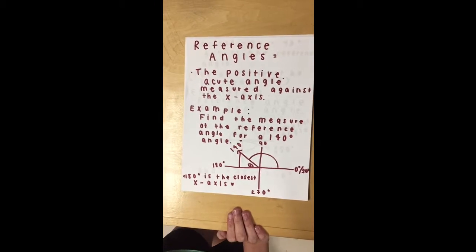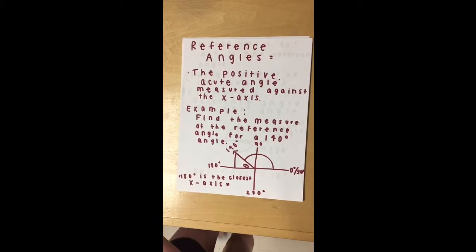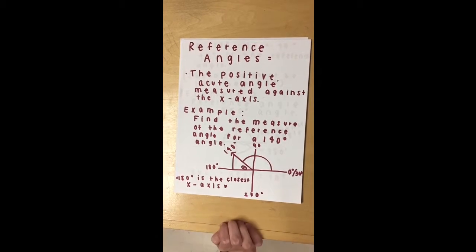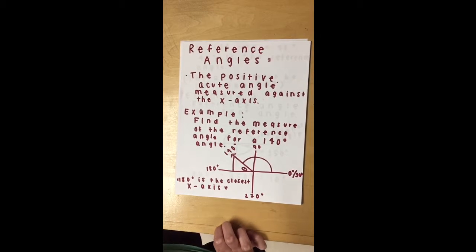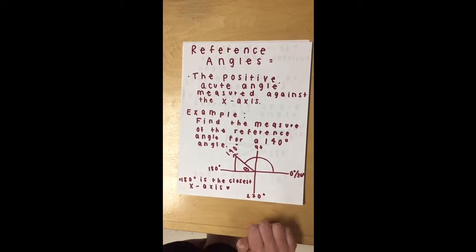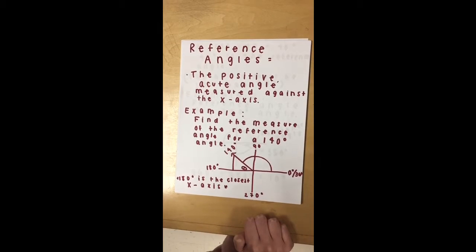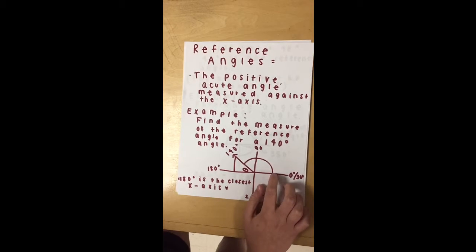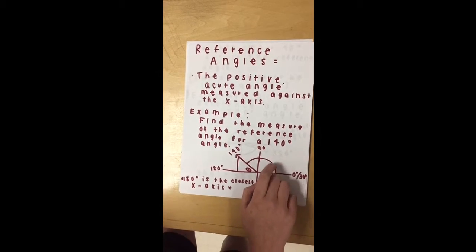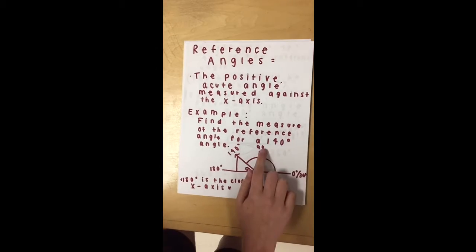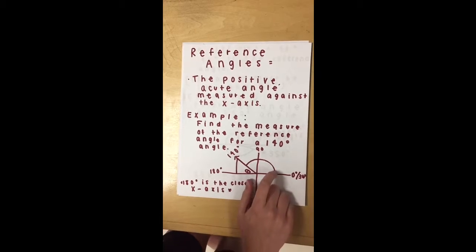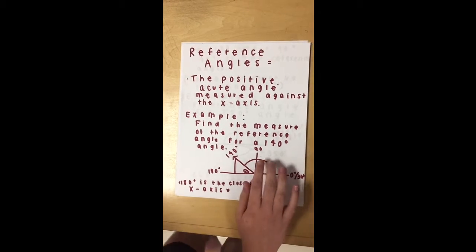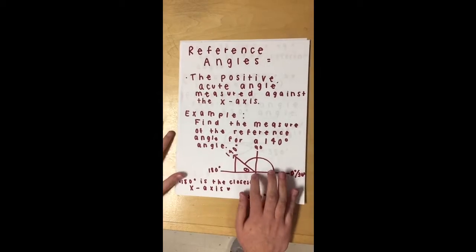A reference angle is the positive acute angle that's measured against the x-axis. So an example is find the measure of the reference angle for a 140-degree angle. First thing you want to do is draw where you think that the angle would line up. So you start here. I labeled it 0, 90, 180, and 270, which also can double as 360. And I guess that it's 140 right about here, because I know it's between 90 and 180.